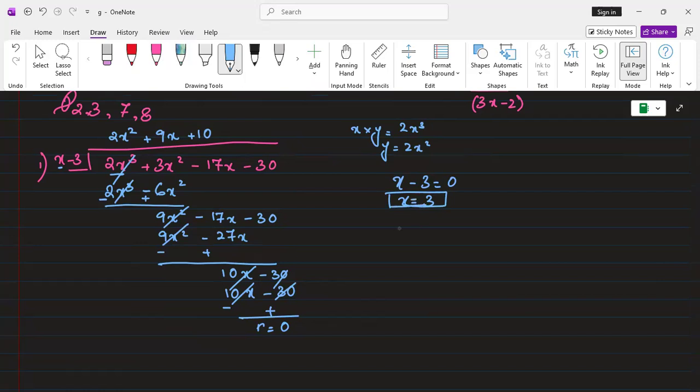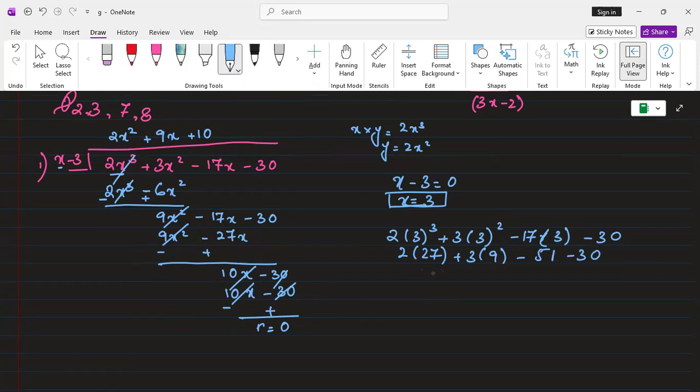Now I would have simply plugged in the value of x to be equivalent to 3 and seen what is my answer. So 2 into 3 का cube plus 3 into 3 square minus 17 times 3 minus 30. So that depends upon the requirement of the question. What is the cube of 3? It is 27. What is the square of 3? That's 9. 17 times 3 is 51, minus 30.